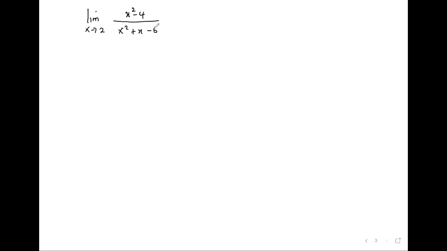If we substitute 2, we'll get 0 over 0, which is undefined. So we factorize the denominator. It's x squared, and the product is minus 6. So we can use positive 3x and minus 2x, minus 6. So we have x plus 3 minus 2 times x plus 3, which is x plus 3 times x minus 2.